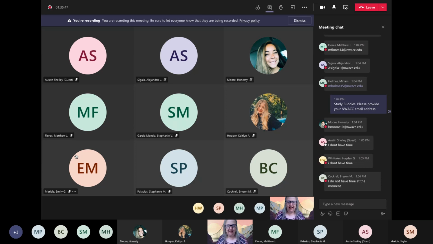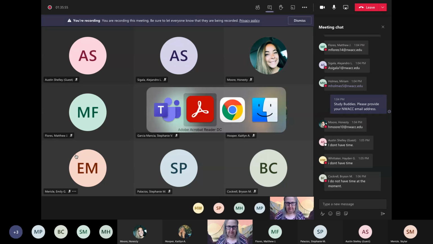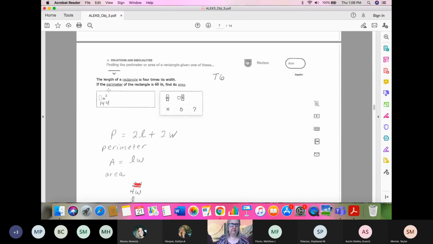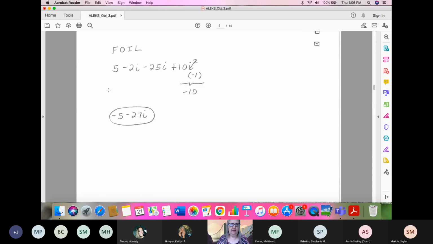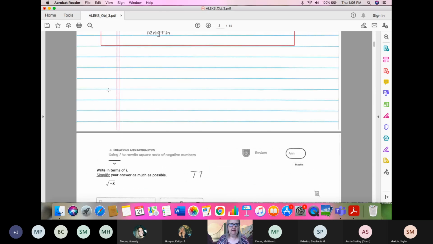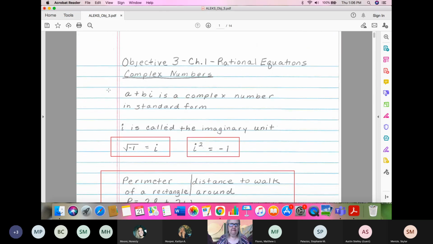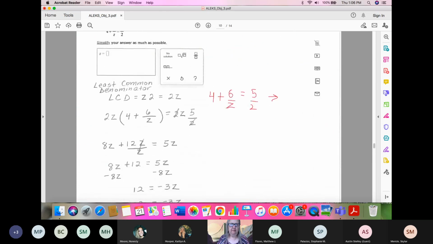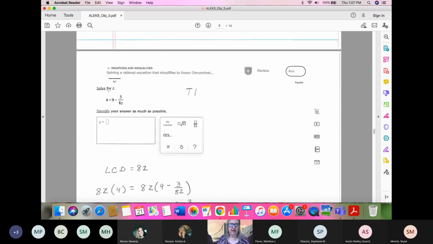So let's get back to what we were talking about. But let's now talk about solving rational equations. And I've got to find my document here. I think I put it in the second part here. Let me see if I can locate this document.